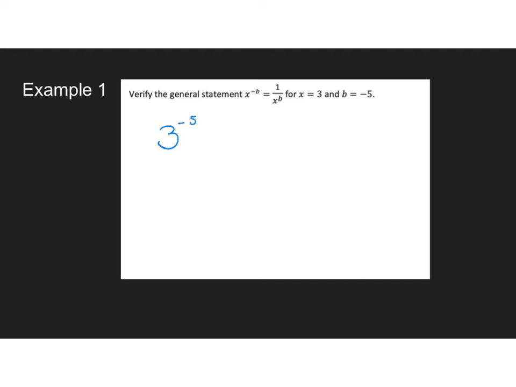So how would we write this? Well, the first thing we should know, there's an invisible 1 underneath. To turn that exponent positive, we're just going to flip this upside down, put the 1 on top now, and then our exponent becomes positive 5. Okay? Move it on to example number 2.